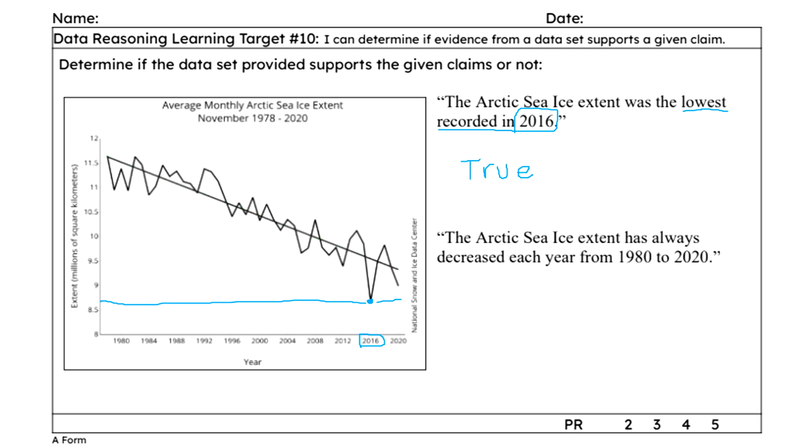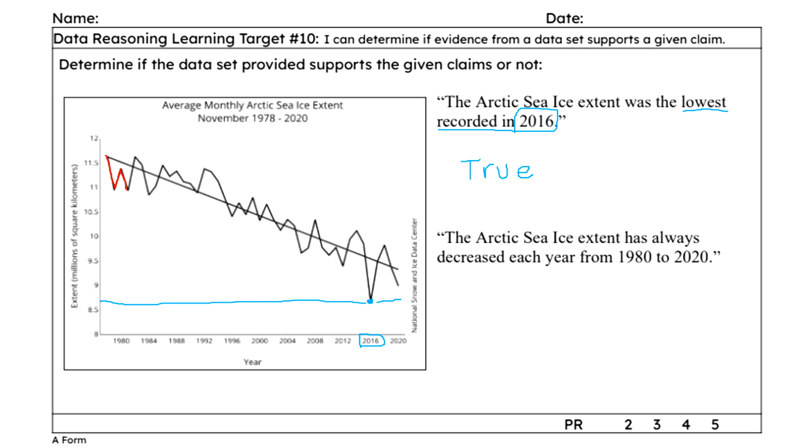Okay, now let's see what it says for the next one. The Arctic sea ice extent has always decreased each year from 1980 to 2020. Okay. It says always decreased, always decreased. Well, I definitely see that overall trend of decrease, right? But that's not the actual data, that's just sort of generalized data. So it looks like from here to here, that definitely went down. But look at the next year. Oh, it actually went up instead the next year.